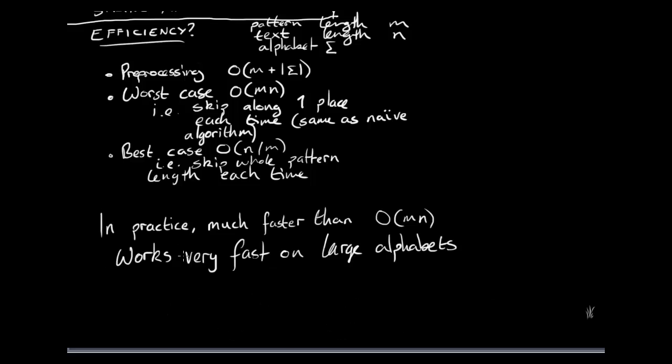So to summarize, in practice this algorithm runs much faster than O of m times n, even though this may be the worst case scenario, and it indeed works very fast on larger alphabets. This makes sense when considering that any character in the alphabet that does not exist in our pattern causes us to skip the entire pattern length each time and helps us approach the best case scenario.